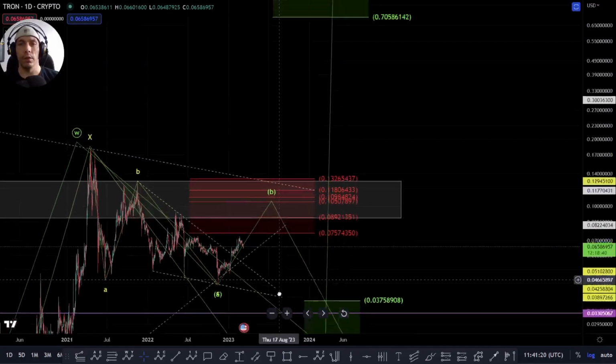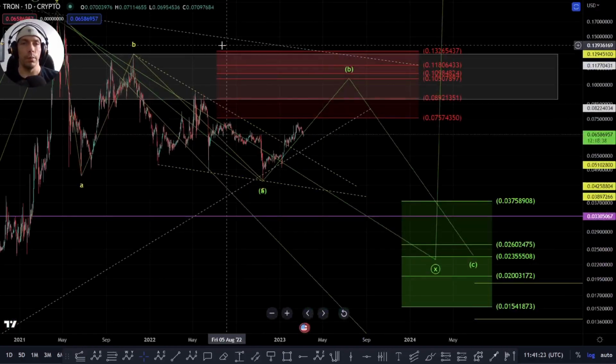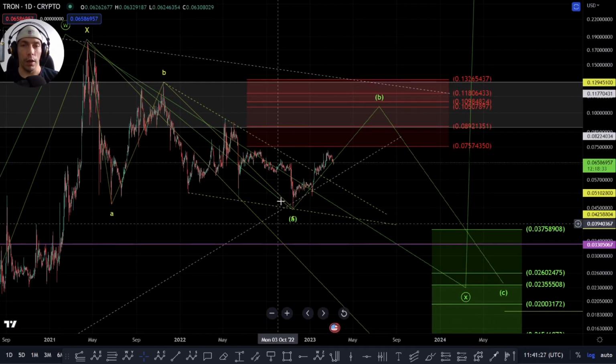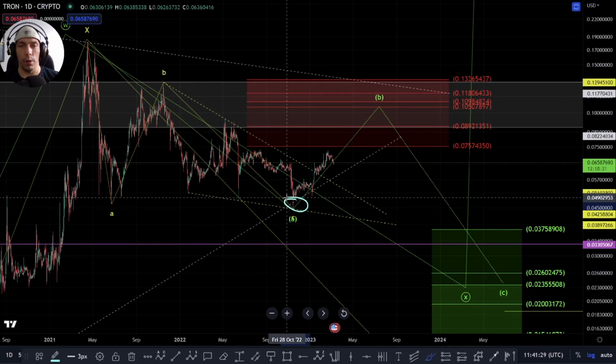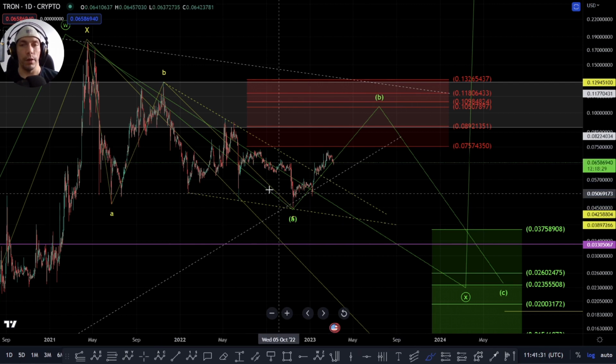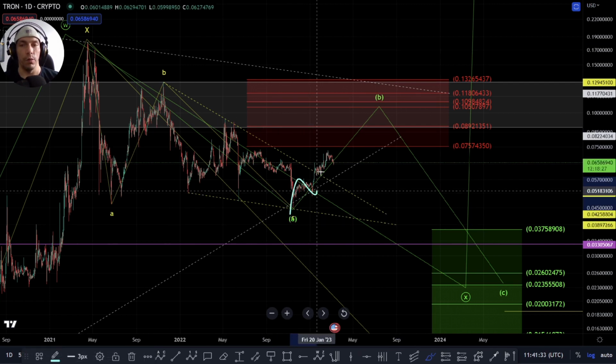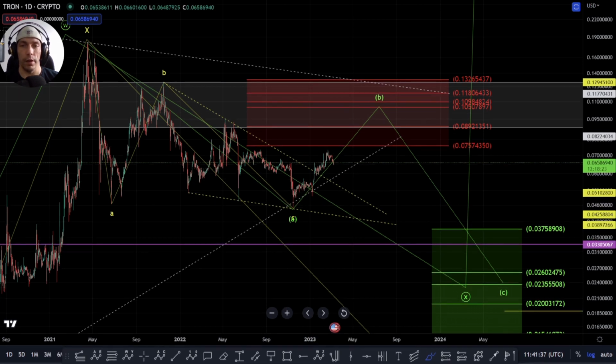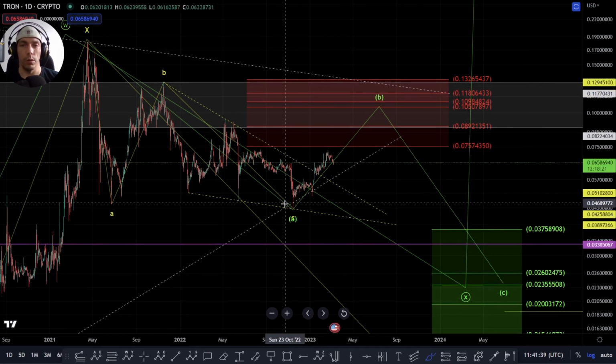So let's get into this. What I'm looking at here within this structure, if we're looking for this potential for this X wave to continue, it could actually complete into this low here, but we don't have enough evidence to say that yet. And this move to the upside is just looking corrective at the moment. It is holding this trend line, like I said. We are holding that zone.